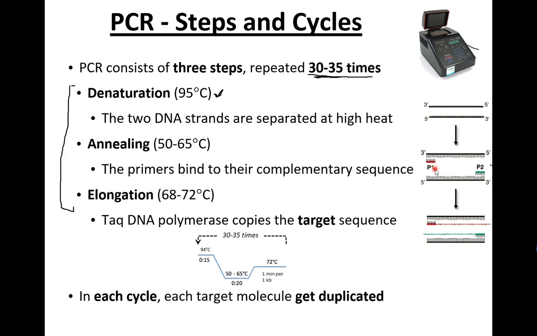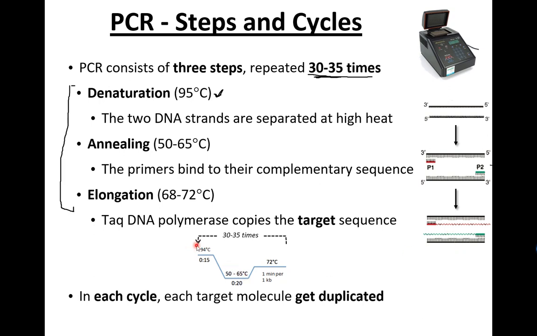The longer they are, the less chance that they bind somewhere else. So they bind here during annealing, and then the last step of each cycle is what we call elongation. The temperature goes a bit higher, to 68 to 72 degrees, and this is when the Taq DNA polymerase starts working very well. Starting from the primers here, it will start copying the target sequence in the 5 prime to 3 prime direction, right? By doing that, it will be copying the target sequence right there.